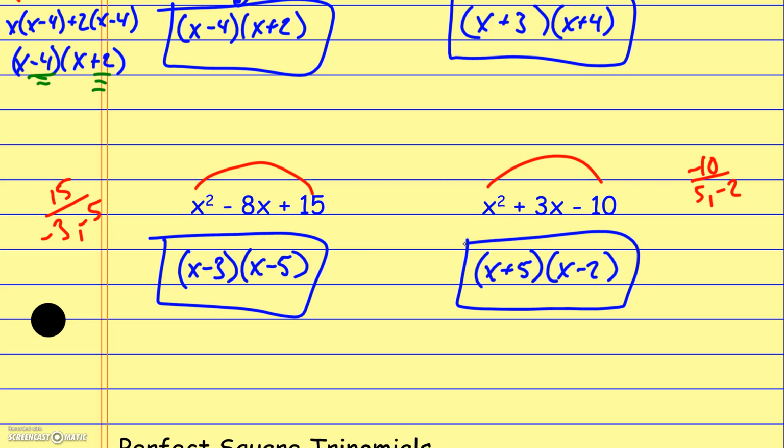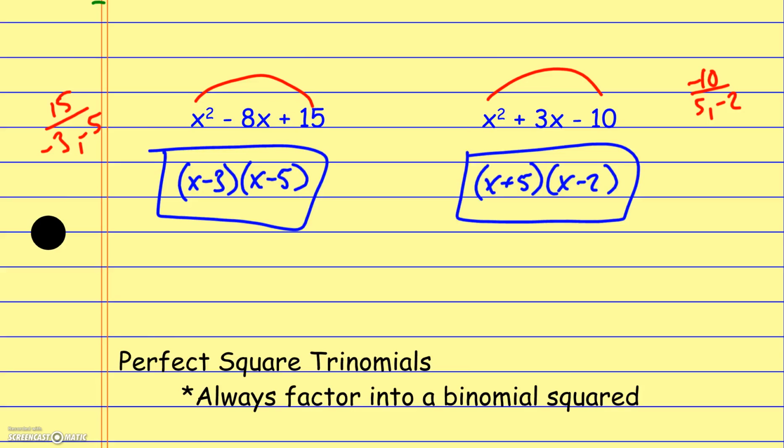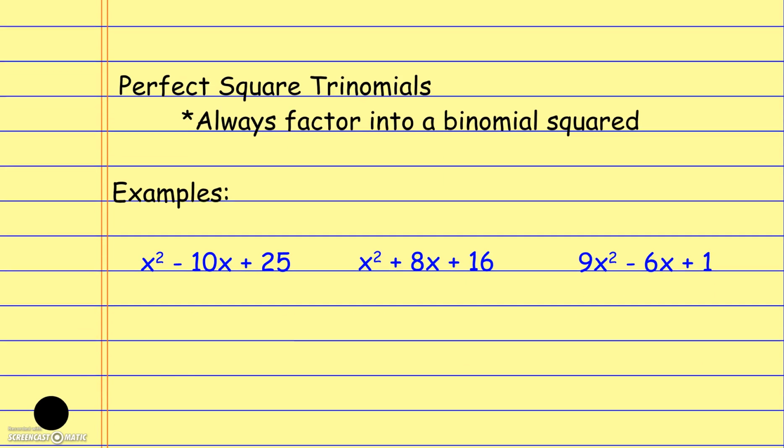We can go right to the two binomials. All right? The next thing we look at is perfect square trinomials. And these are trinomials that always factor into the same binomial twice. In other words, a binomial squared.